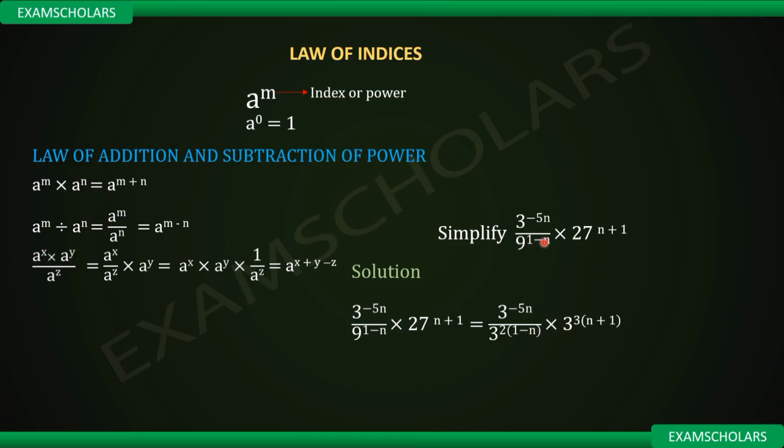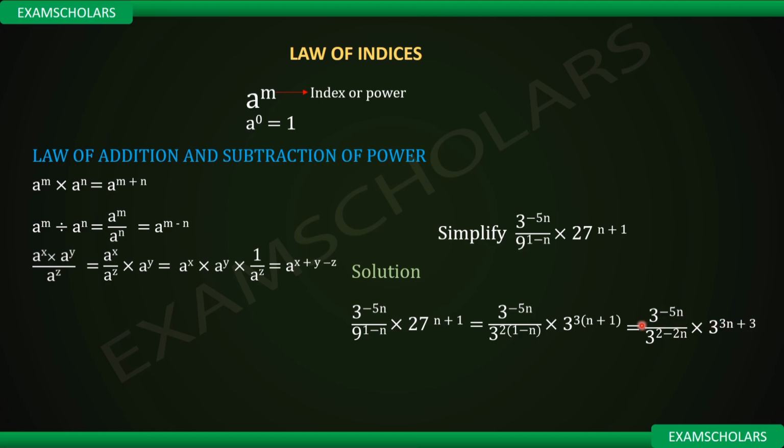This 3 raised to power 2, 1 minus n, multiplied by what is your 27? 27 is 3 raised to power 3, and the initial power is n plus 1. You have it. The next step is to expand it. So let's see how to expand it. You have your 3 raised to power minus 5n over, now 2 multiplied by 1 here, you have 2. 2 multiplied by minus n, you have minus 2n. Then you use your 3 to expand this as well. 3 multiplied by n here, you have 3n. 3 multiplied by 1 here, you have plus 3.